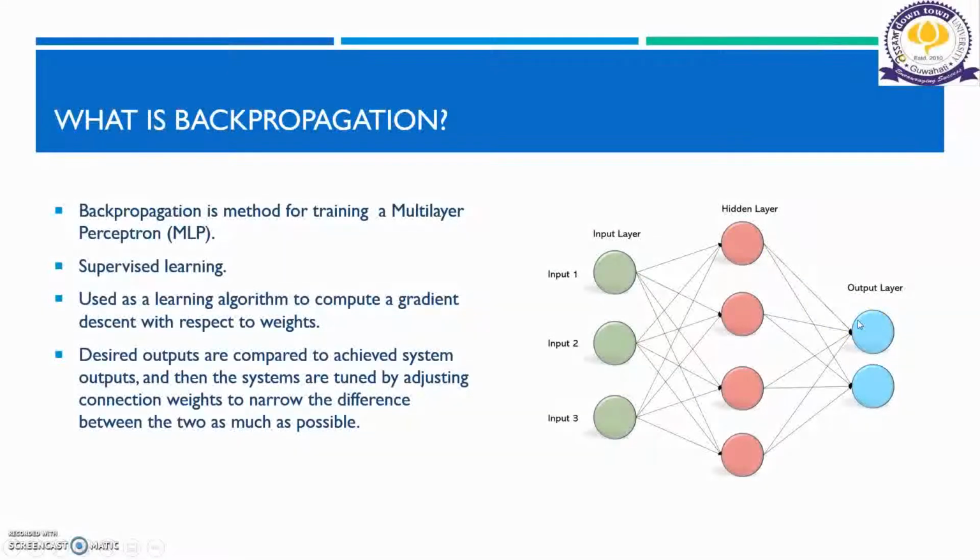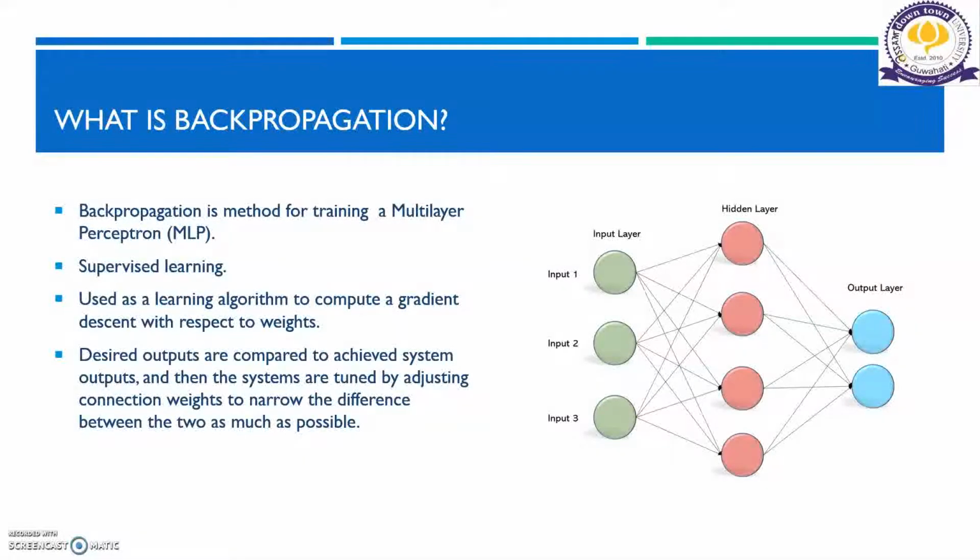Now, each neuron in the output layer receives the output generated by the hidden layer units as input and finally computes an output. We already know, as I explained before, that for training we need to give training data. Training data are basically your input data and label. Your label is the target data. So backpropagation is a method for training the multilayer perceptron. It is supervised learning and it is basically like the delta rule.